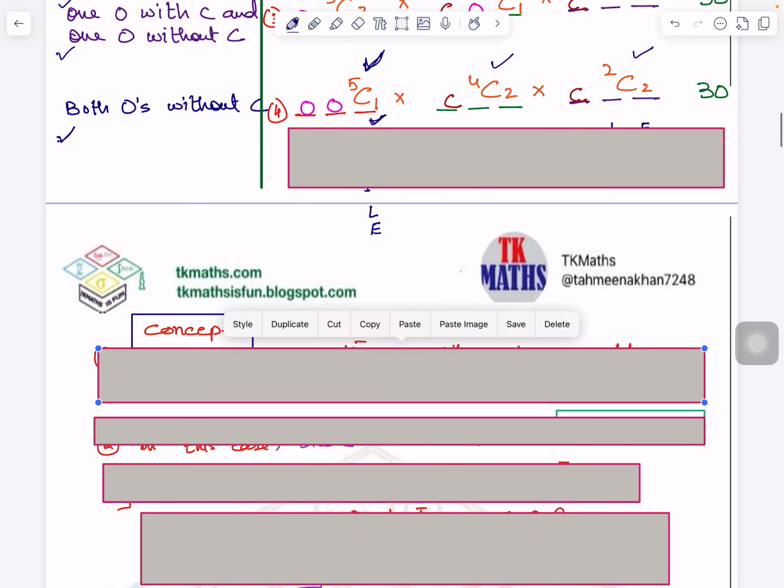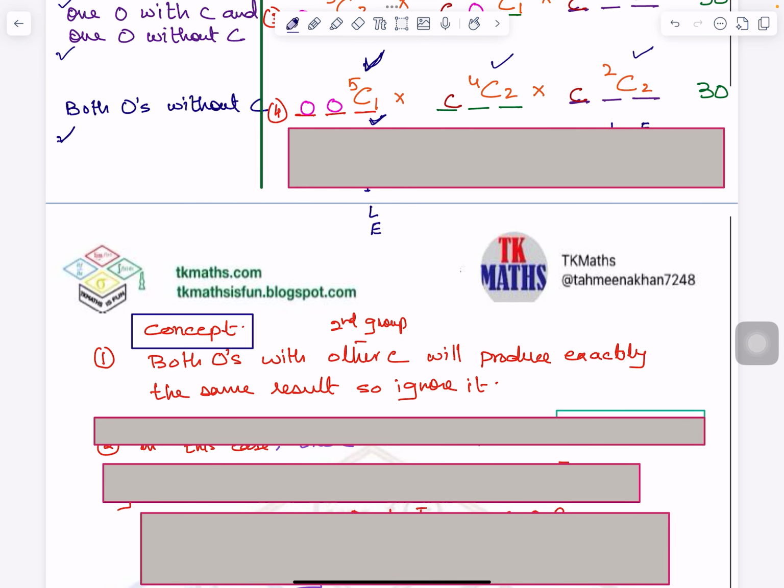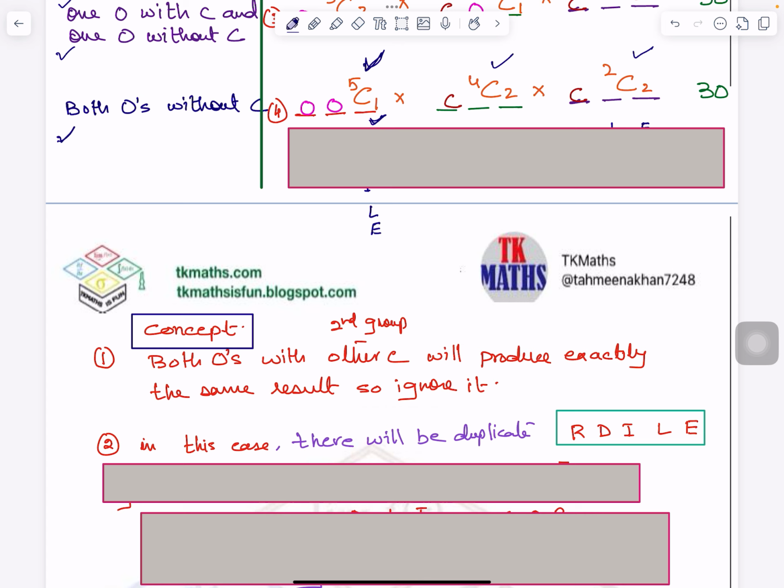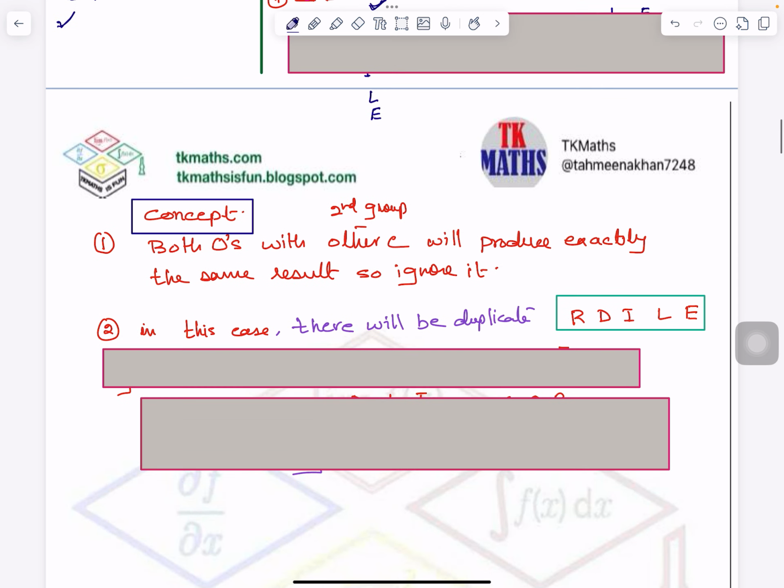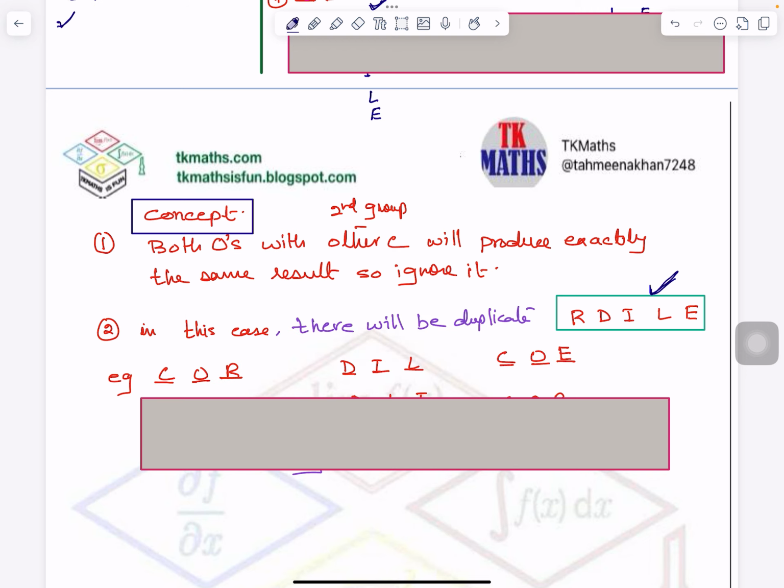See here, I have tried to explain that condition. When both O's are one with each C, they will produce exactly the same result. See the example here. These were the 5 letters, R, D, I, L, E, right? And you have O with each C here. Now R is here and E is here. This is just one example. This can swap, and E can come here and R can come here. So it will make the same group. So that's why in this case we are dividing it by 2 factorial.